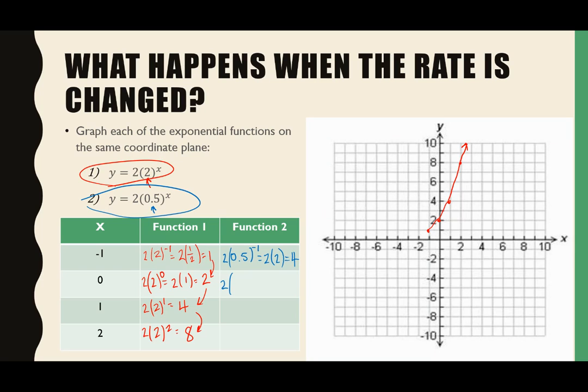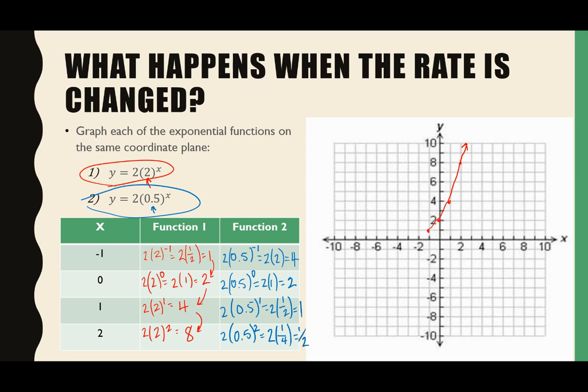So 2, and then you've got 1/2 to the power of 0. Any number to the power of 0 is 1. So 2 times 1 is 2. And keep on with your substitution here. So 1/2 to the power of 1 is a half. 2 times a half is 1. And then 2 times a half to the power of 2. What happens when I've got my fraction raised to the power of 2? Just 2 times a fourth. Okay, so that's a half.